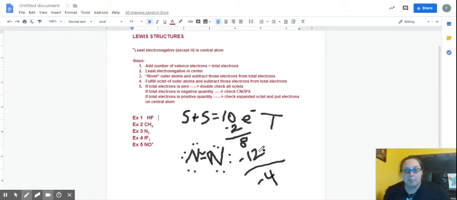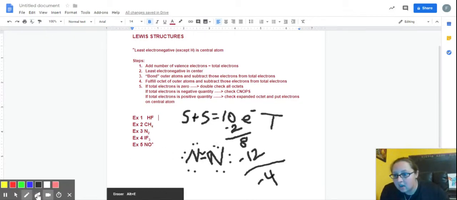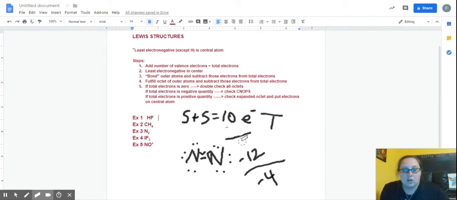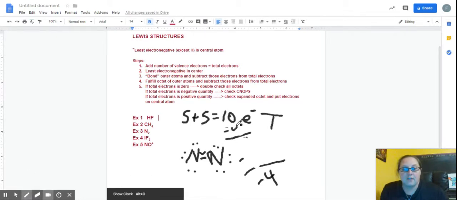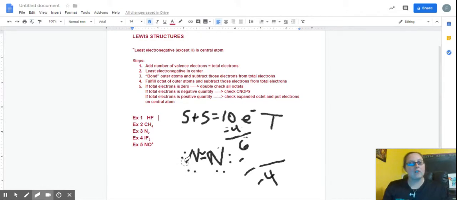If we try a double bond, we are going to have to eliminate some of these. Instead of 2 right here, we use 4. Okay, so instead of 2, we used 4. That gives us 6. And how many do I have to use to make my octet fulfilled? Well, 1, 2, 3, 4, 5, 6. Do you see how I'm already going over my limit again? So let's try yet another bond.